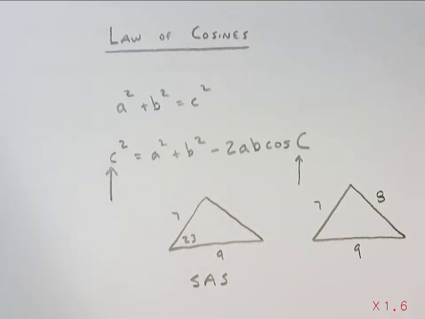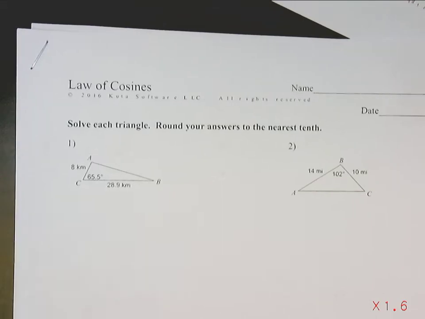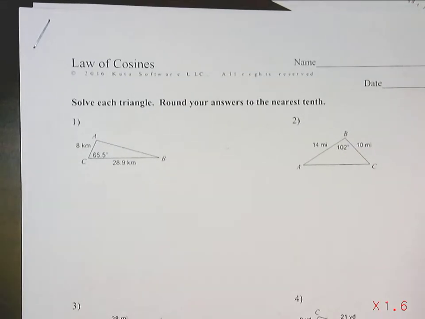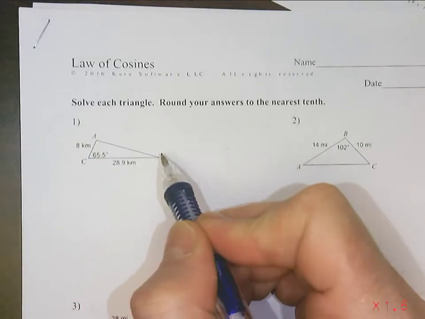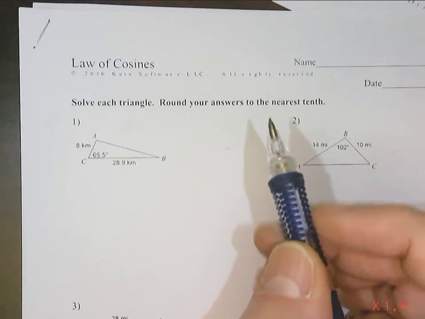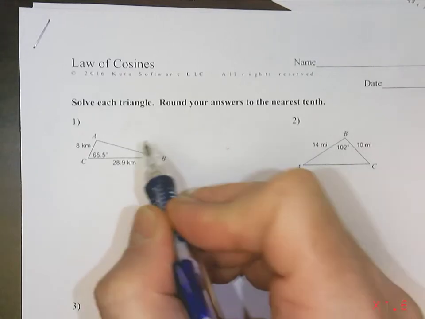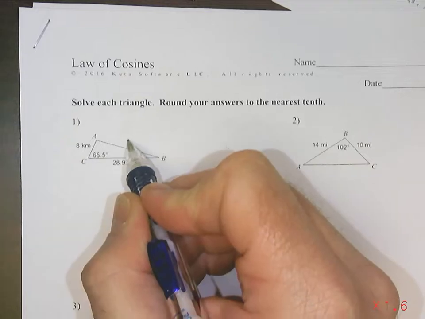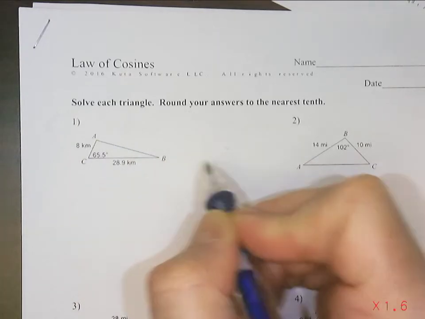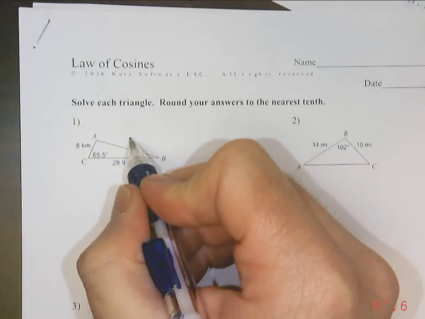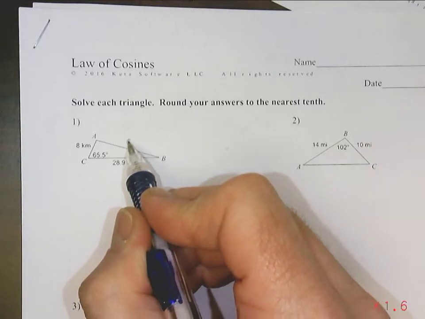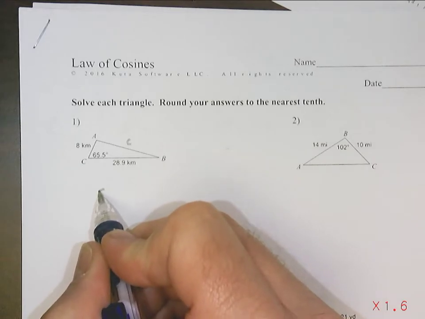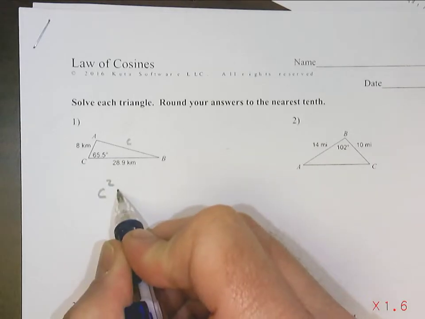So let's go to problem number 1 of your worksheet and try to figure out the missing information using law of cosines. This says solve the triangle, so that means find all three pieces of information that are missing. And the first one I'm going to find is the side opposite capital C, this side over here, which we'll refer to as side AB. I'm going to refer to it as little c.